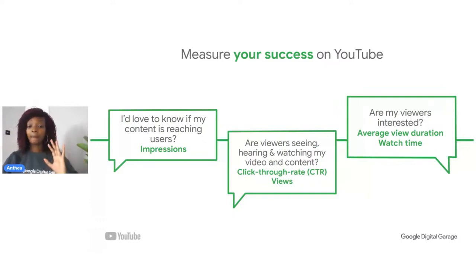So I've seen it, but what's going to push me to actually click on that and view it? Which leads to the second one. Are viewers seeing, hearing, and watching my video content? Look at your click-through rates. This CTR shows you what percentage of your impressions on YouTube turned into views. 100 people saw my video, 3 people clicked on it. That's a 3% click-through rate.